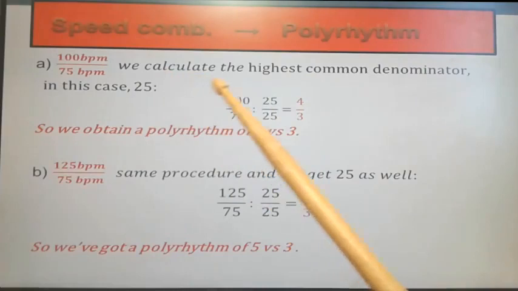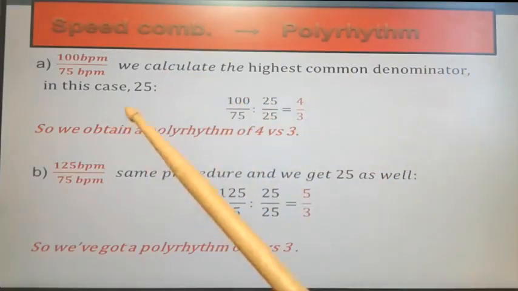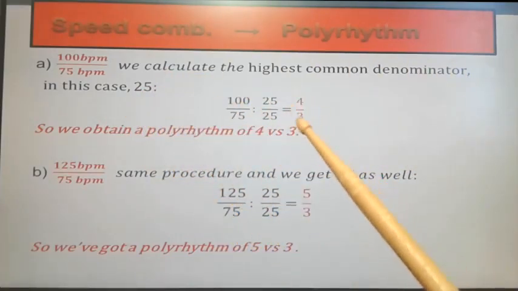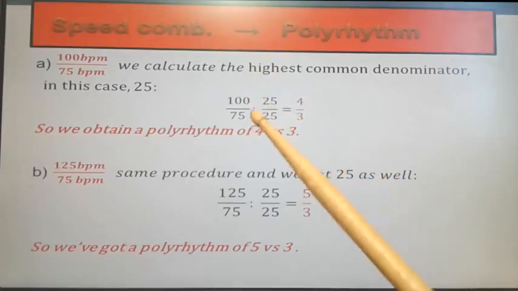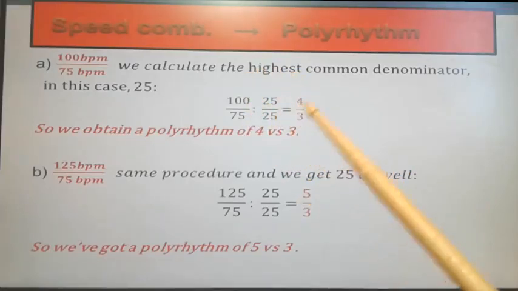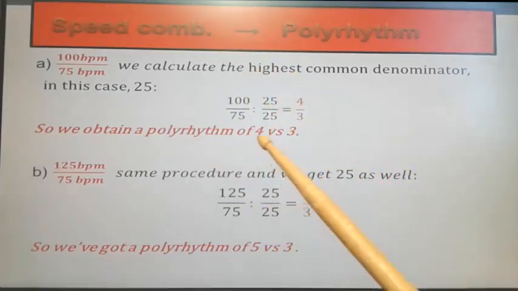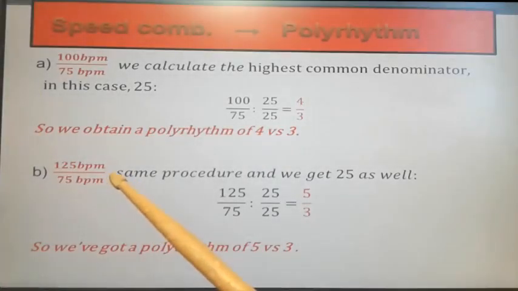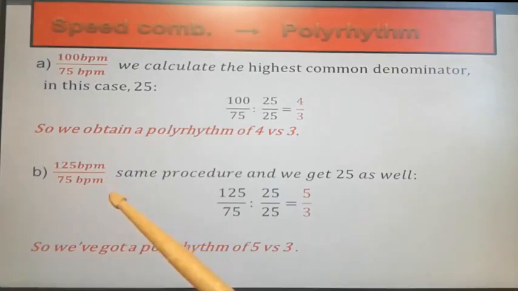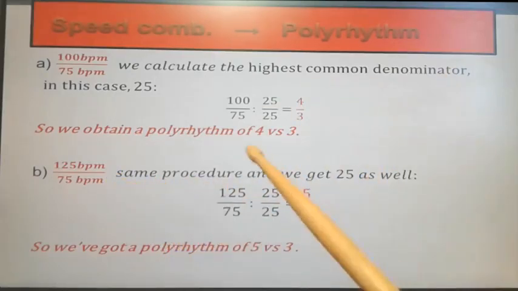What we do is calculate the highest common divisor. In this case, it's 25. So I divide each of them by 25, and we obtain a polyrhythm of 4 versus 3. For the second case, 125 BPMs versus 75 BPMs, I do the same procedure. And we have the same common divisor, in this case 25 as well. And we obtain a polyrhythm of 5 versus 3.